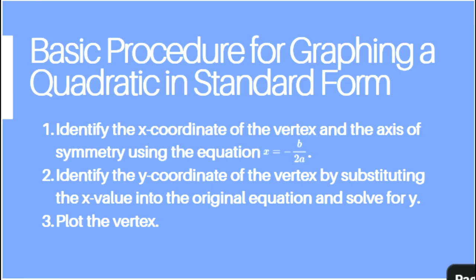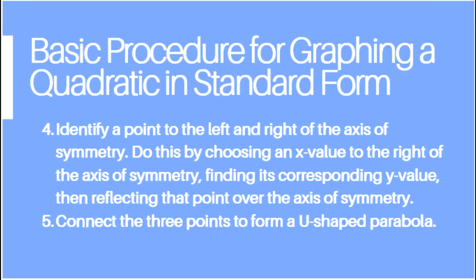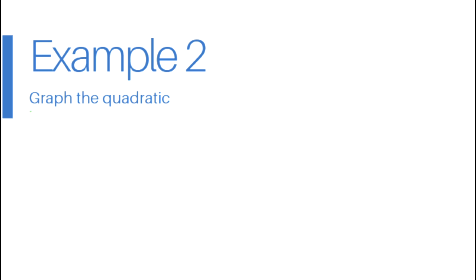Then plot the vertex. Fourth step is to identify a point to the left and right of the axis of symmetry. Do this by choosing an x value to the right of the axis of symmetry. They always go 1 unit to the right. Find its corresponding y value, then reflect that point over the axis of symmetry. Connect the 3 points to form a U-shaped parabola. This should be somewhat familiar from the last lesson. If it's not, don't panic. We're going to get there together, okay?